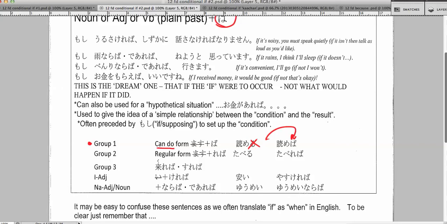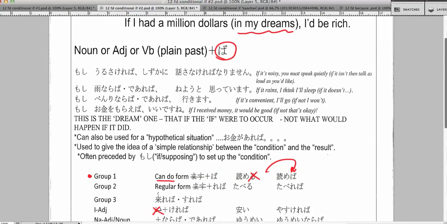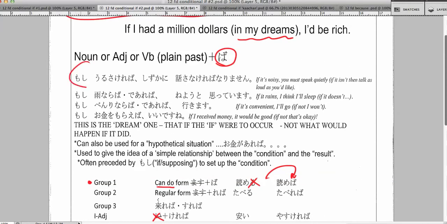Remember, group two, you just drop things and add things. This one is always about changing. Group three, it's kureba and sureba. I adjectives, it's dropping the i. We know to do that whenever we play with things. And na adjectives, we never touch. So we either add nareba or de areba. だからね、安い、安ければ、有名なら. When we look at this particular one, it's always the first part, いいですね, that you're worried about.